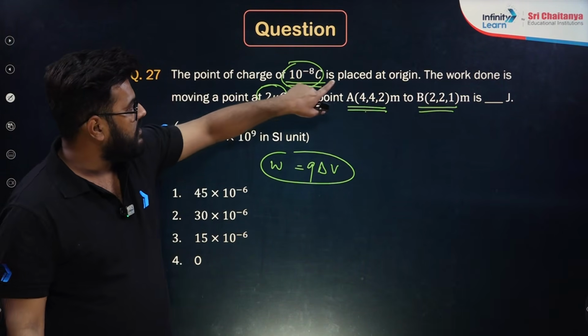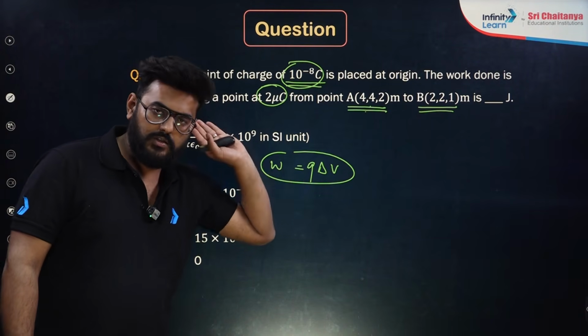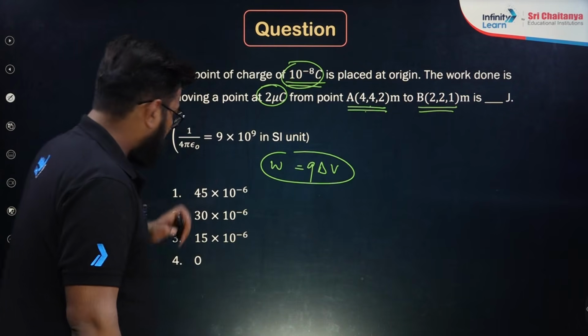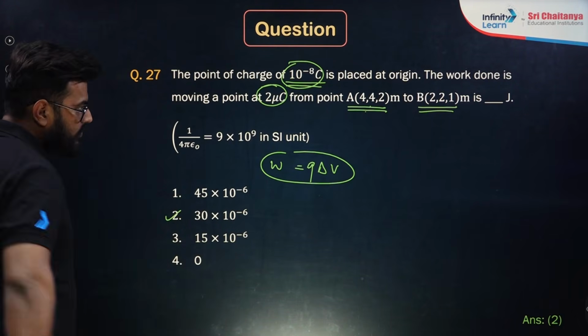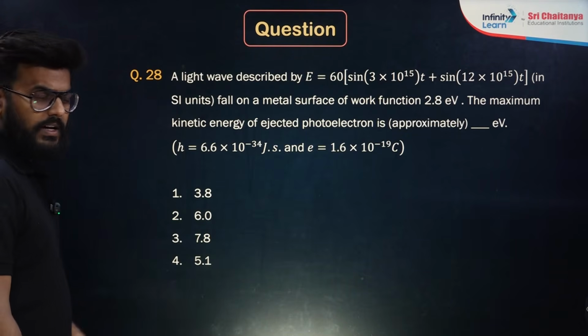Now how to find out the potential? It's basically the distance. This is placed at origin, so it is 4 i cap plus 4 j cap plus 2 k cap. That means distance is going to be under root of 4 square plus 4 square plus 2 square, correct? So solving, you will get option number 2. Similarly, you can find the distance of that, and the potential is just simple kq by r.